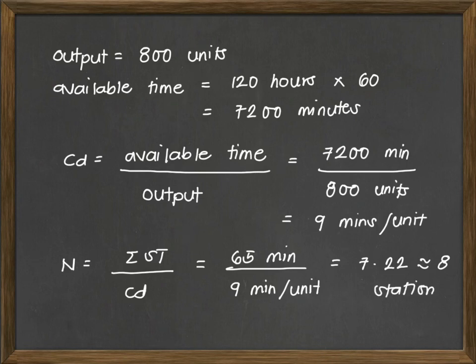Now, take note that this is just the theoretical number of stations. So, sa actual na allotment natin for each station, pwede pa siyang mag-exceed sa 8. So, as long as your actual stations for the balanced line is not equal to or greater than the actual or the current number of stations in the given unbalanced line.